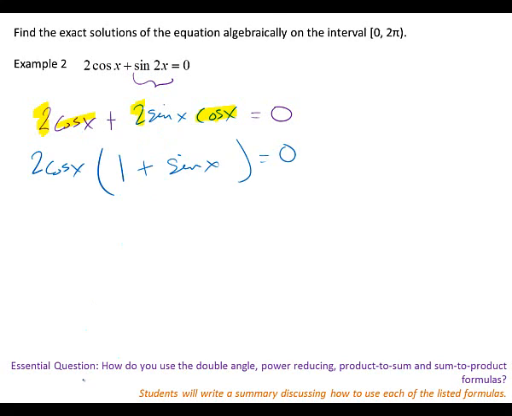Sine x. Now we're back to good old zero product property. We've been doing zero product property forever. 2 cosine x equals 0, and 1 plus sine x equals 0.